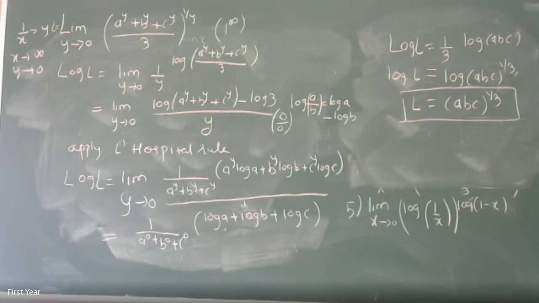Now, if your a, b, c becomes 1, 2, 3, it will become 1 into 2 into 3, 6 raised to 1 by 3. If your a, b, c becomes 2, 5, 7, it will be 2 into 5 into 7. Is it okay?